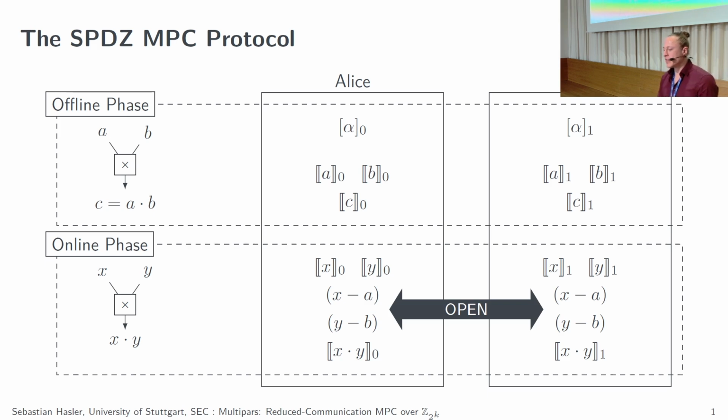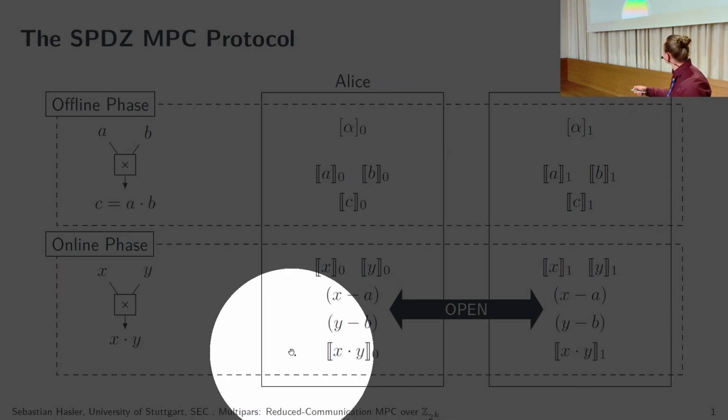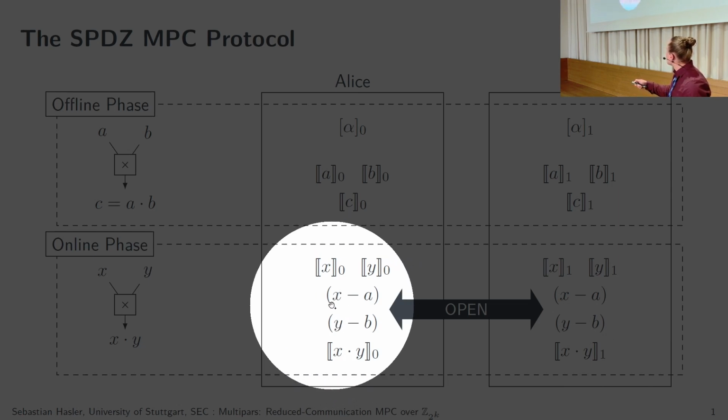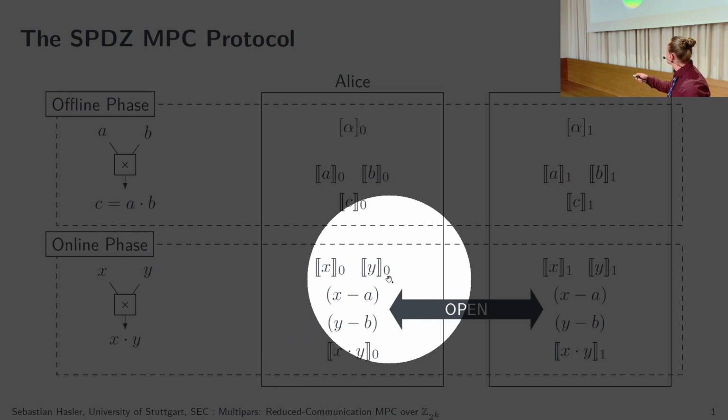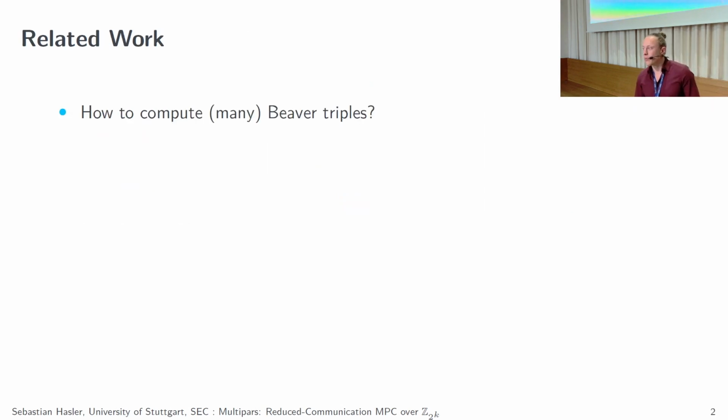And one thing to note here is that we can use such a Beaver triple A, B, C only for one multiplication. We cannot reuse such a Beaver triple because here it's basically used as a one-time pad encryption of our secret values X and Y. So we can only use these values A and B once, so for one multiplication. That means in order to compute large circuits, we need to produce many of these Beaver triples in the offline phase. And the question is, how can we do that?